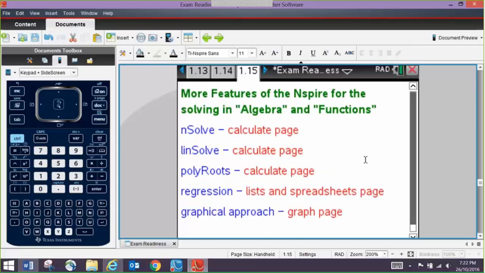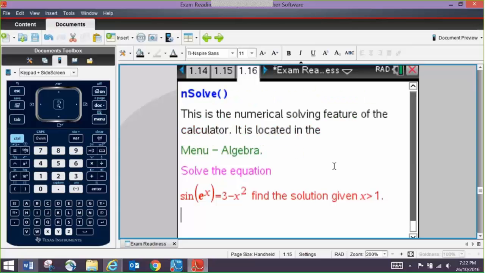Okay, so more features of the Nspire in the algebra and functions are all of the solving approaches. So we've got msolve, limsolve, polyroots. We can use regression, and we can use the graphical approach. So I thought I would just show a couple of these. In msolve, one of the things that it can do is obviously find a solution. The limitation of msolve is it will only ever find one solution at a time. So if we want a specific answer, then sometimes we need to add in a domain.